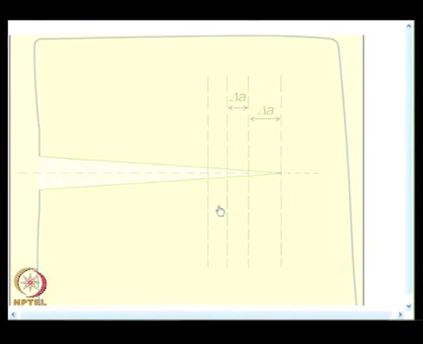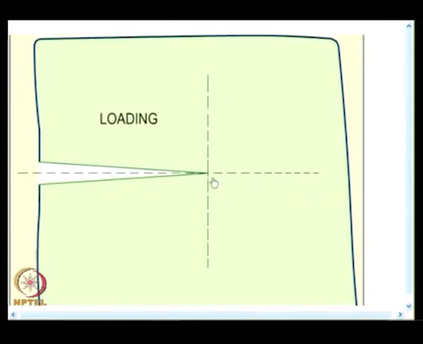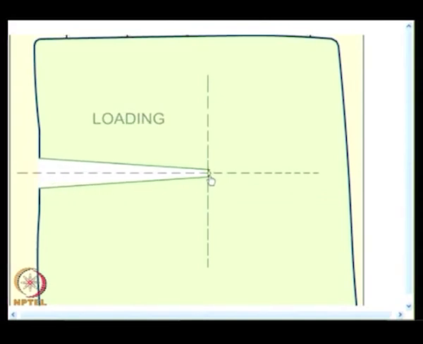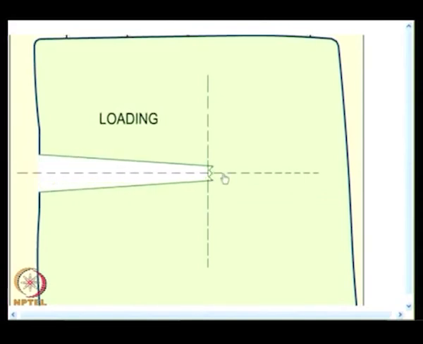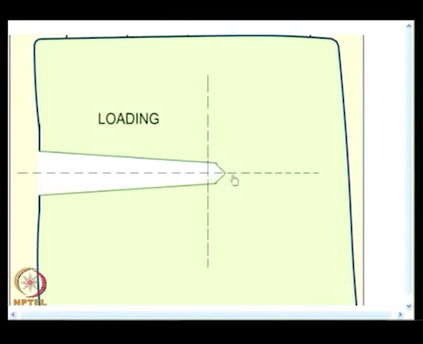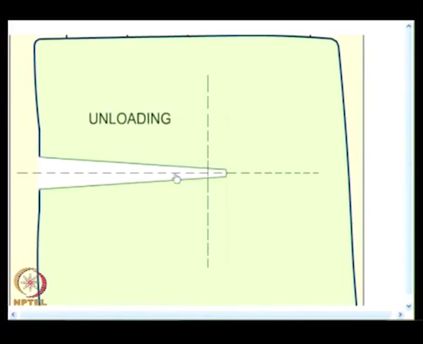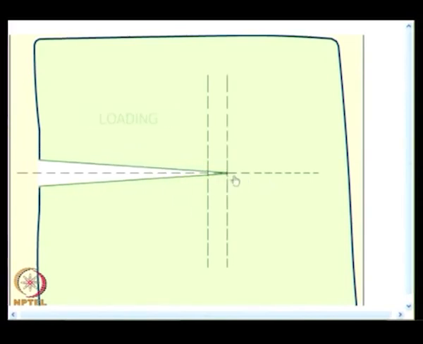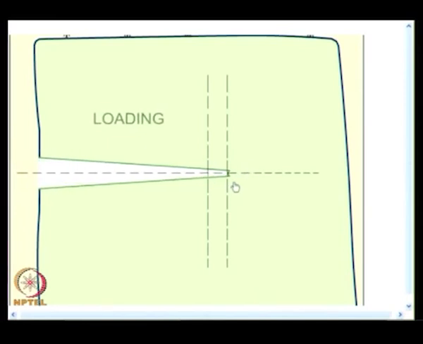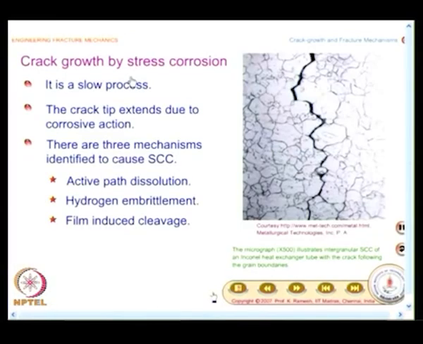You are able to see that when you have loading and unloading, the crack advances incrementally, and you also look at, because of plastic deformation, blunting occurs. That is what is attempted to be shown in this animation. The crack tip blunts, then it becomes sharp. So, this happens repeatedly. The crack advances along this line, it does not go at 45 degrees, do not carry that impression. Let us continue our discussion on stress corrosion cracking.